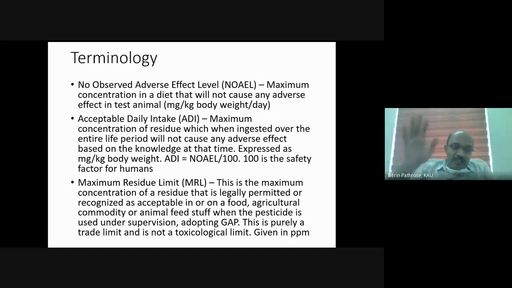So the fifth animal received a higher dose compared to the first, second, third, and fourth animal. The dose which didn't cause any adverse effect to that organism, even though it was fed with that particular pesticide daily throughout its entire lifetime, that dose is called the no observed adverse effect level, NOAEL.